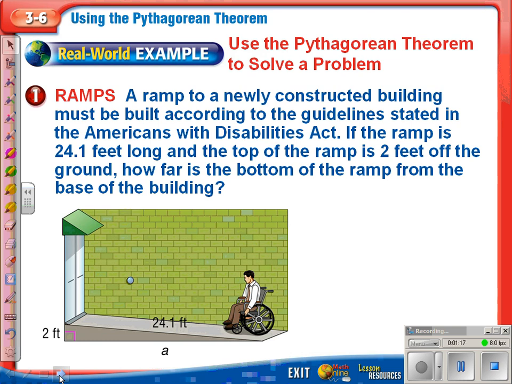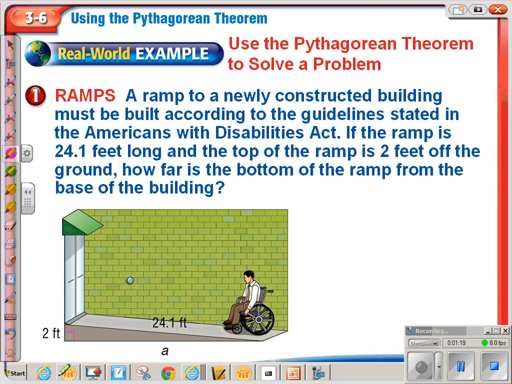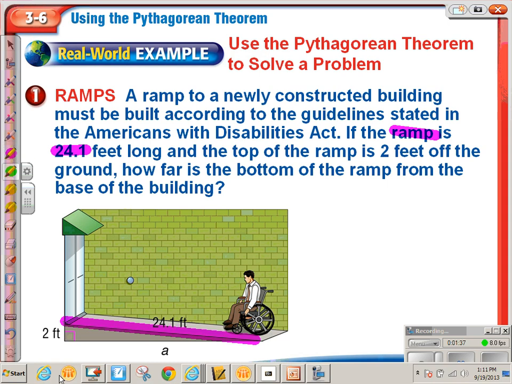So first of all, we know that the ramp is 24.1 feet. So what we're referring to right here is that portion of our diagram. And it's 2 feet off the ground. So we know that when we're talking about off the ground, we start with the base of the ground, and we're talking then about 2 feet off the ground.